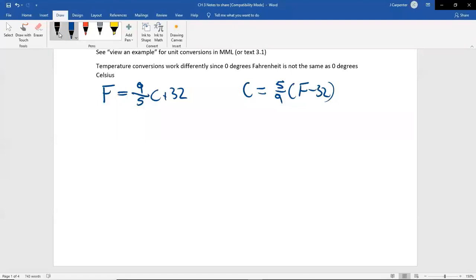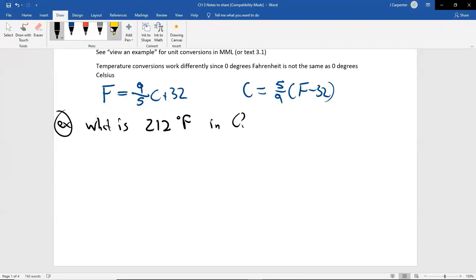So let's say, what is, and just one last example, 212 degrees Fahrenheit converted to Celsius. So what is 212 degrees Fahrenheit in Celsius? Now you may know this answer off the top of your head. That's not the point of this. The point is plug it into an equation and see if you can get the answer.